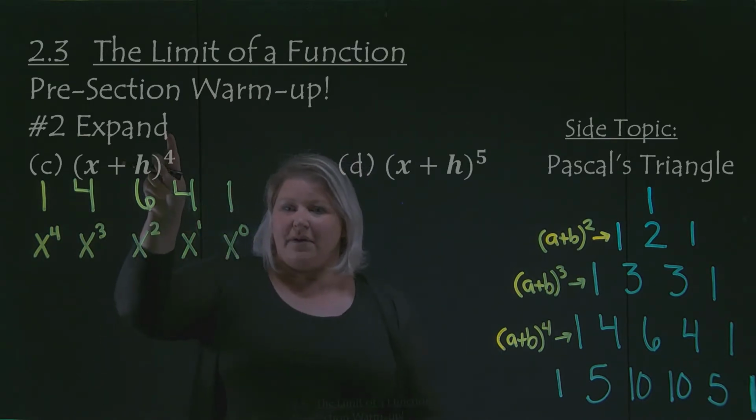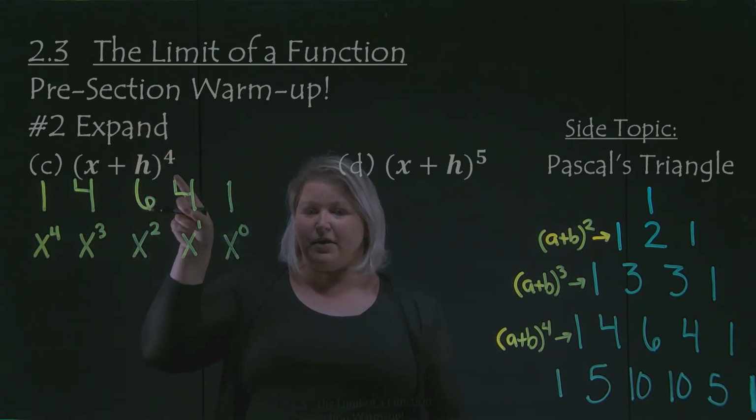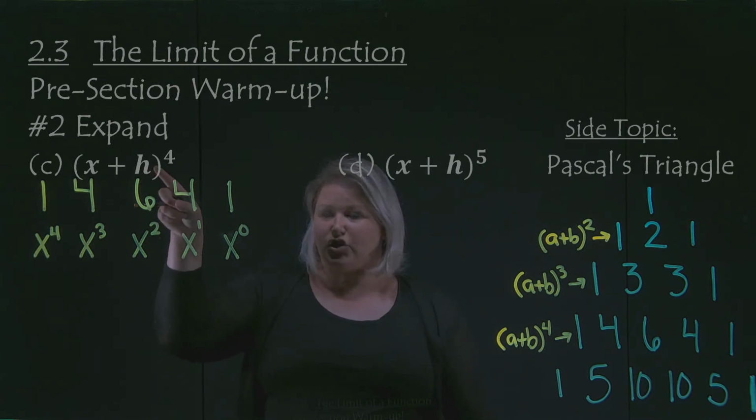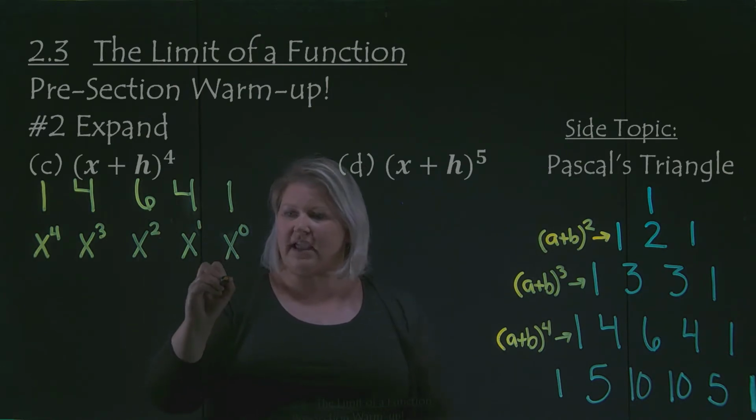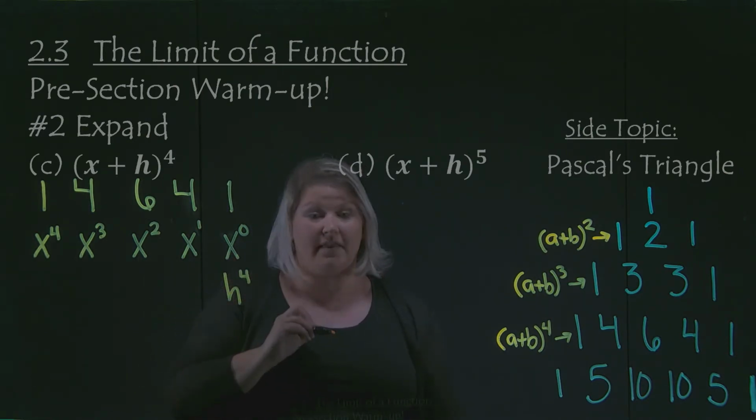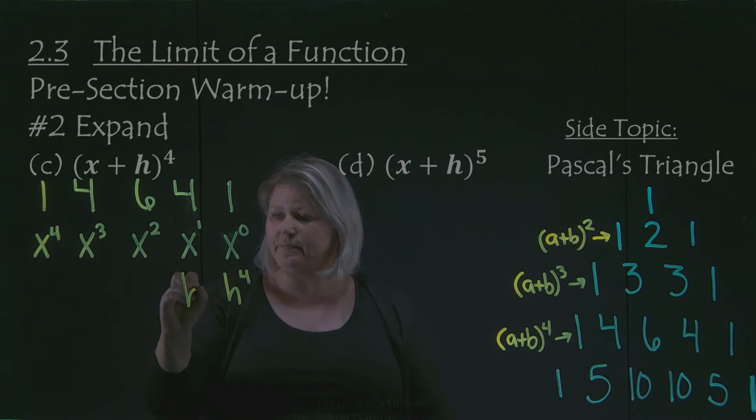Next, I'm going to start with the second term in the binomial. I'm going to start with that h. Now, you can either start with the h at h to the 0 or start with the h up here, h to the 4, and then count backwards. It's up to you.